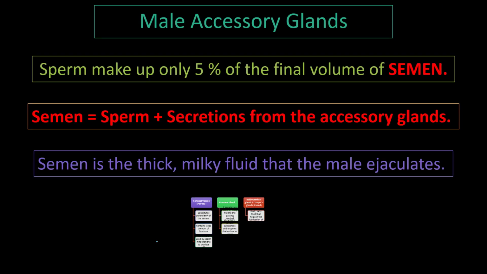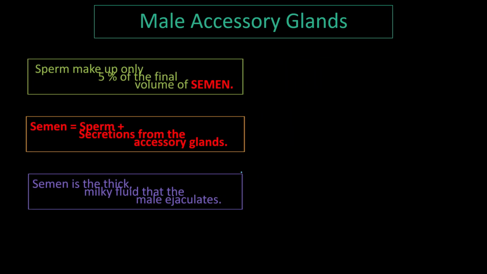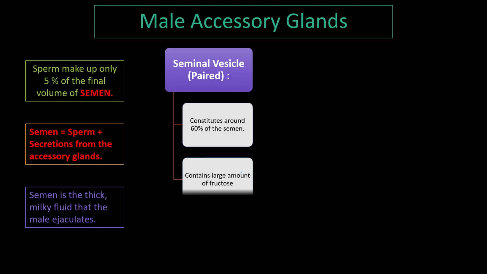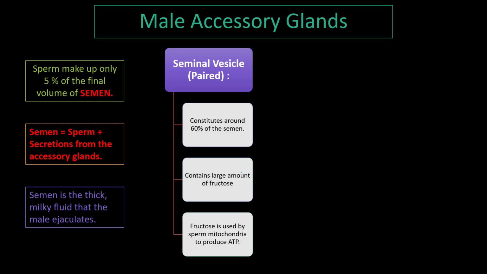Now let us talk about the male accessory glands. We have already seen that they are of 3 different types. The sperms make up only 5% of the final volume of the semen. Semen is basically sperm along with the secretions from these three accessory glands. Semen is a thick milky fluid that is ejaculated from the male during coitus or copulation.